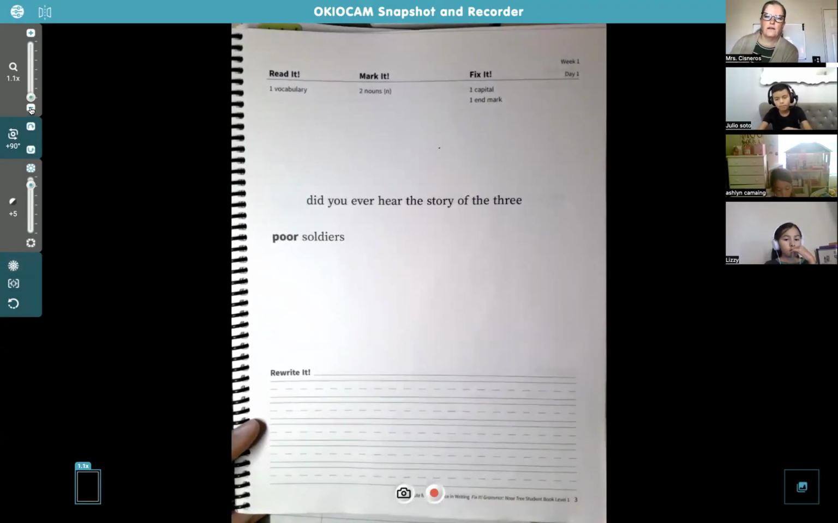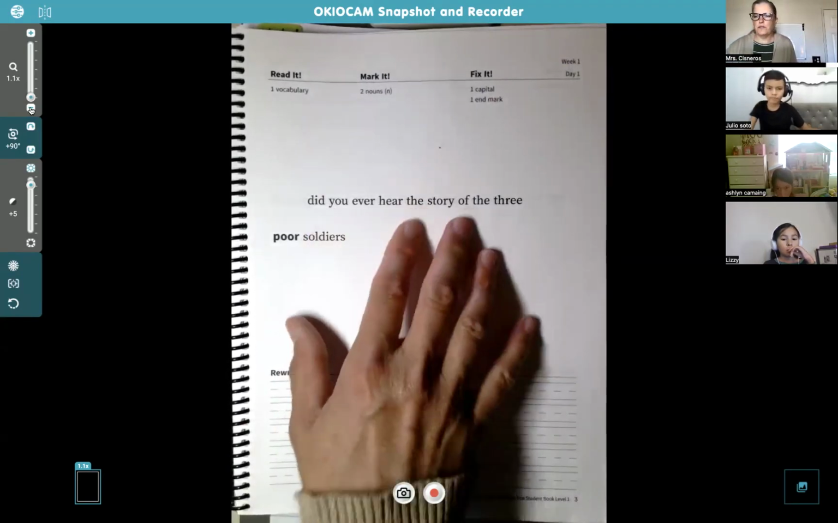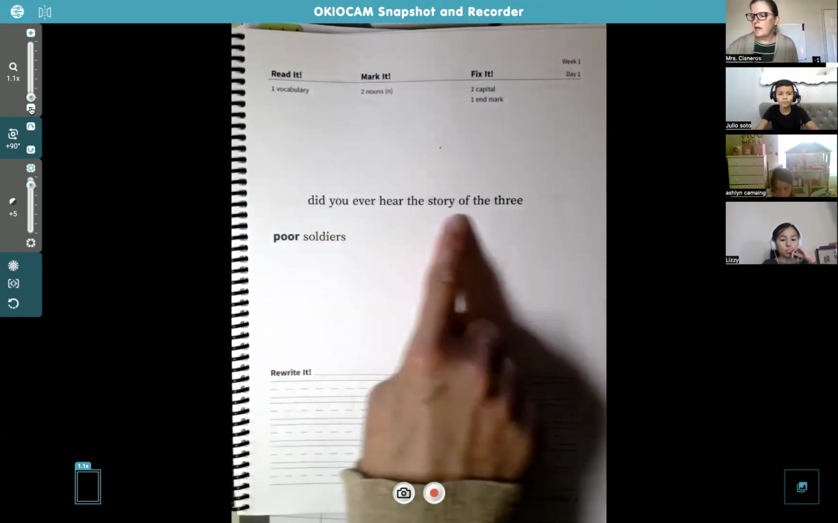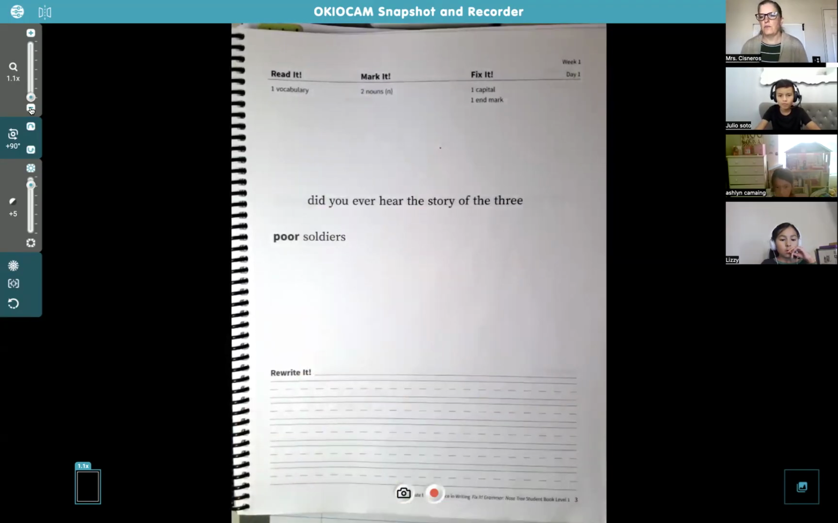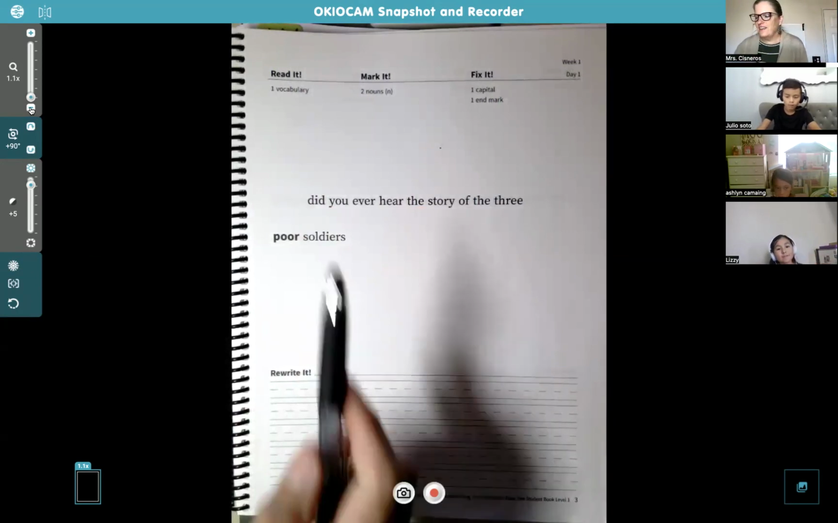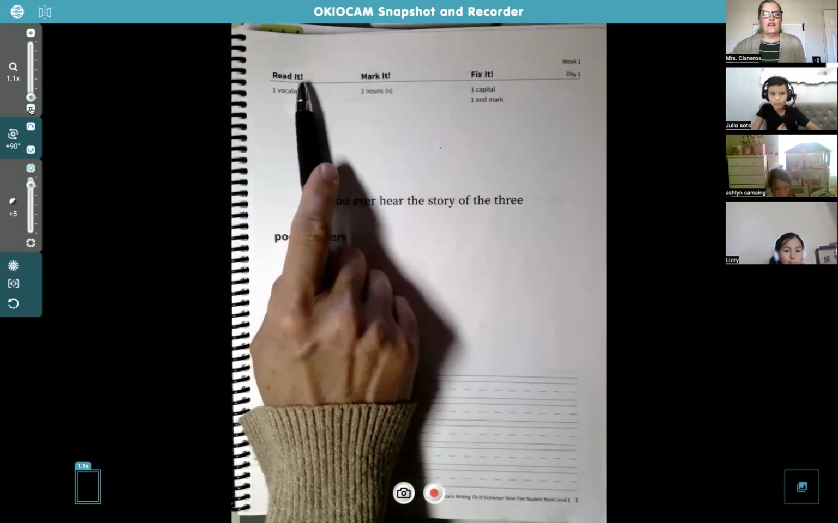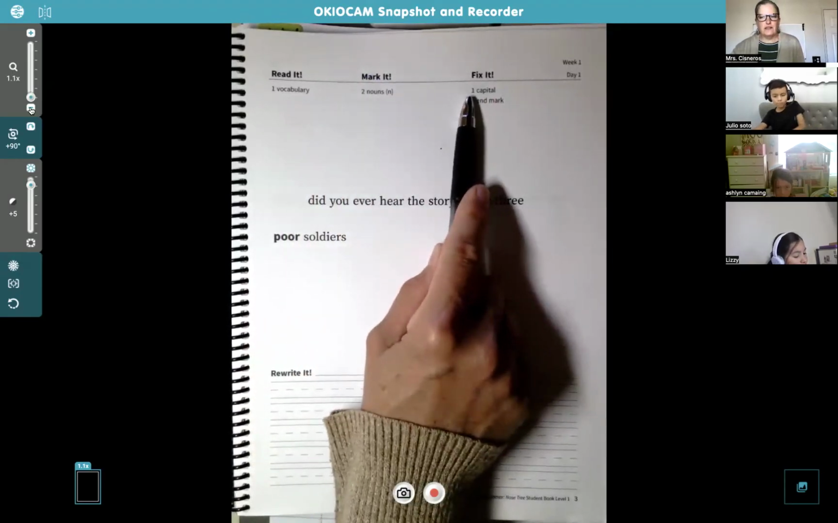This is page 3. So Lizzie, I want you to, on a lined paper, since you don't have a book yet, go ahead and copy this on a lined piece of paper, and then you can fix it on that, okay? My mom already got the book. Oh, you do? Okay, good. Yay. Just want to make sure. Good. At the top, you see where it says read it, mark it, fix it. That's what we're going to do next.